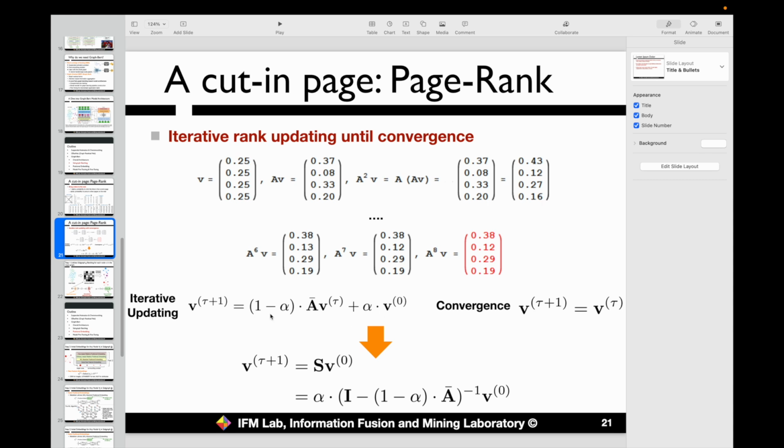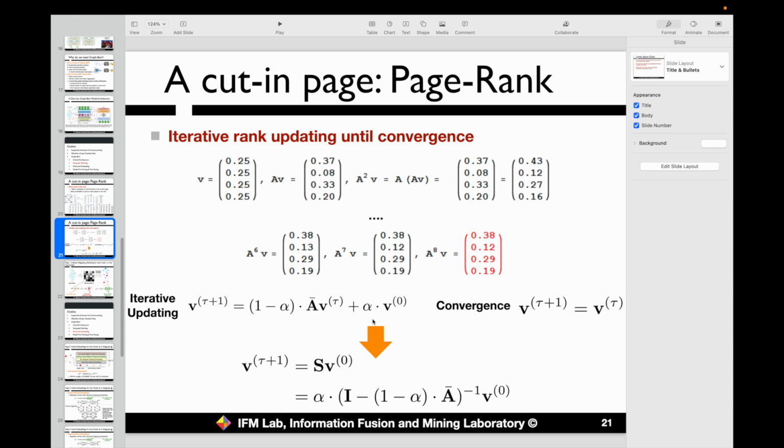Therefore, the formula will be 1 minus alpha times A bar times V tau, plus alpha times V0, right? This denotes the random jumping following the initial distribution. And this one measures the probability distribution by jumping across different pages following the connections among the nodes. A bar denotes the normalized version of the A matrix we defined before. And then we can do the iterative updating of the ranking score for all the nodes in the graph by following this formula until convergence.